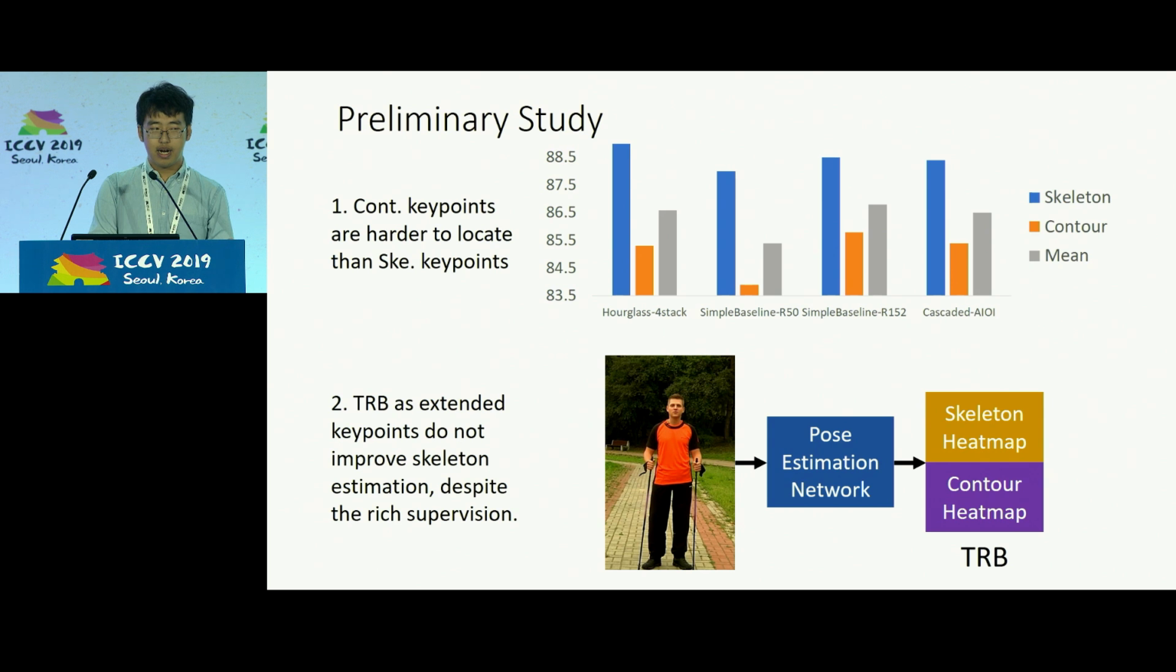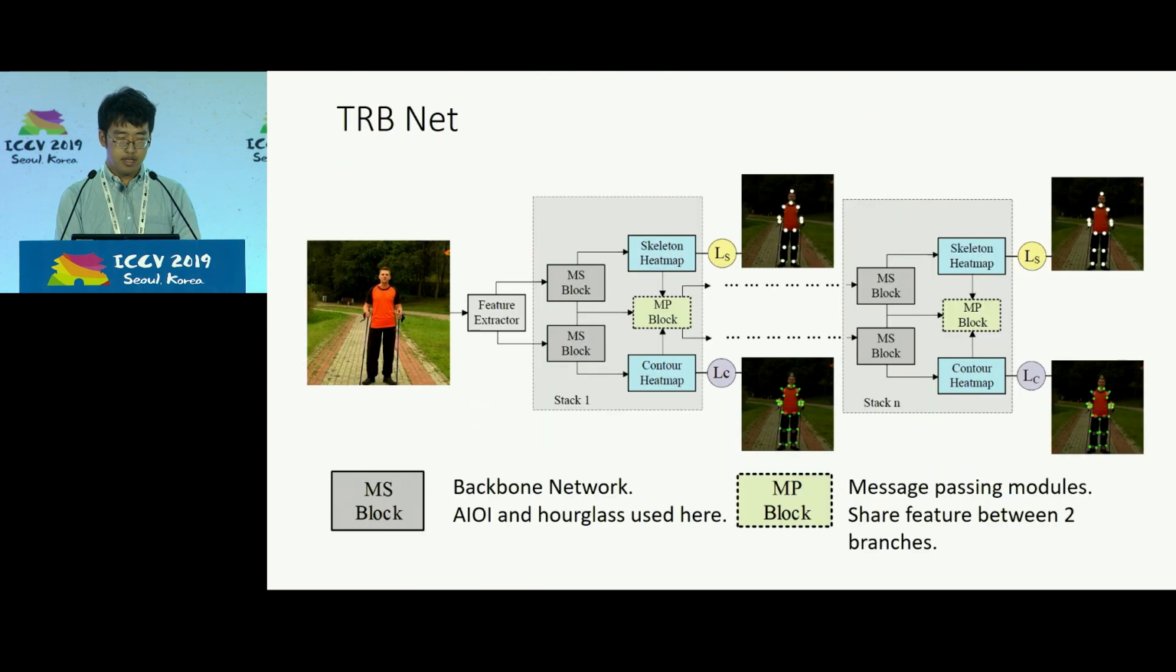First, we try to apply current pose estimation approaches to the TRB estimation task, and we mainly have two observations. First, contour key points are harder to locate than skeleton key points. Second, if we use TRB as extended key points, it does not improve skeleton estimation despite the richer supervision we used. Based on that, we developed TRBNet, a two-branch network for TRB estimation.